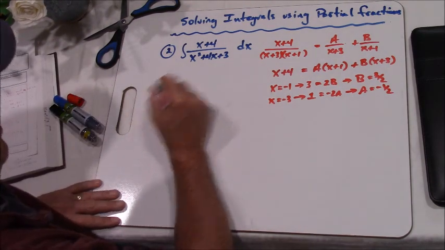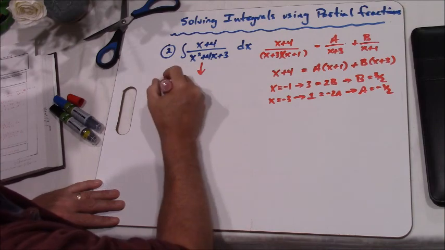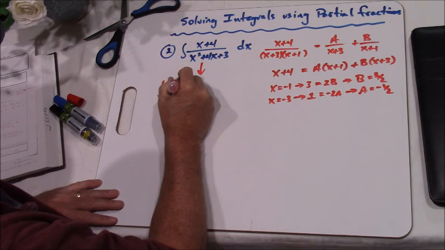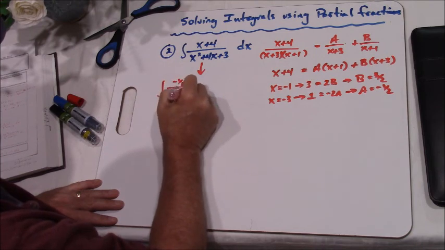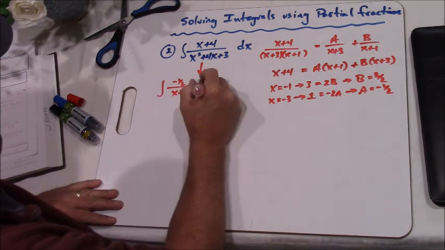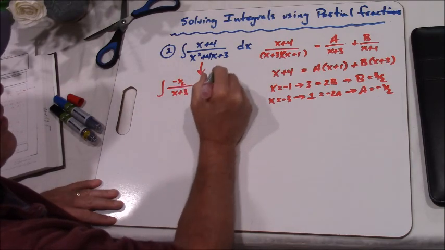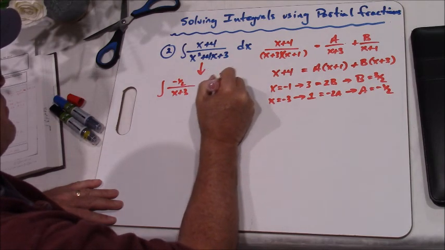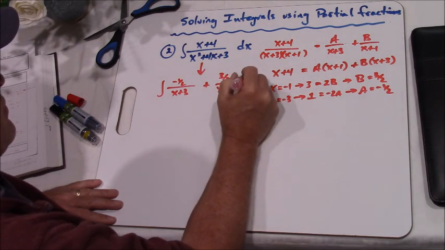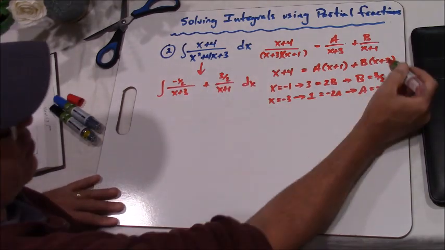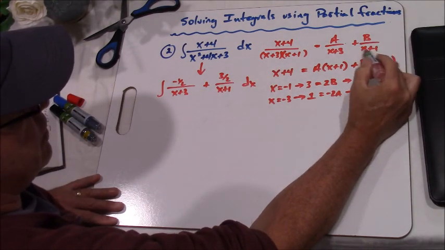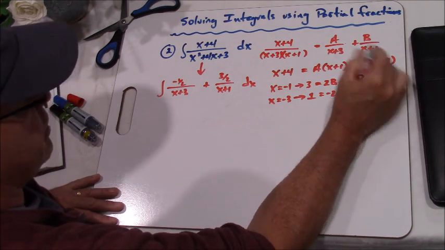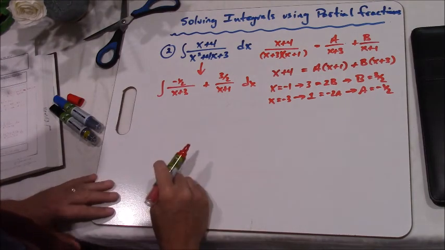All right, so the 2 fractions that I would have added together to get this would have been -1/2 over x plus 3 plus 3/2 over x plus 1, and then dx. And again, real important, just make sure you get the right fraction with the right denominator. Again, if we get lazy and a little bit sloppy, we can get those switched around, and that'll mess up our answer.